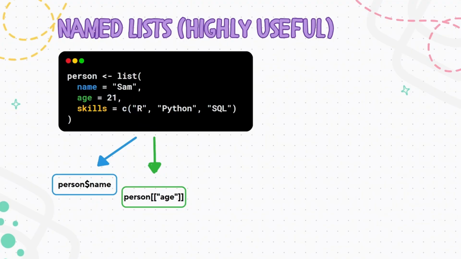And the next and final way is actually using single brackets this time as well. Doing person and then single brackets and then the name of the value that you want to access would not give you the actual value.